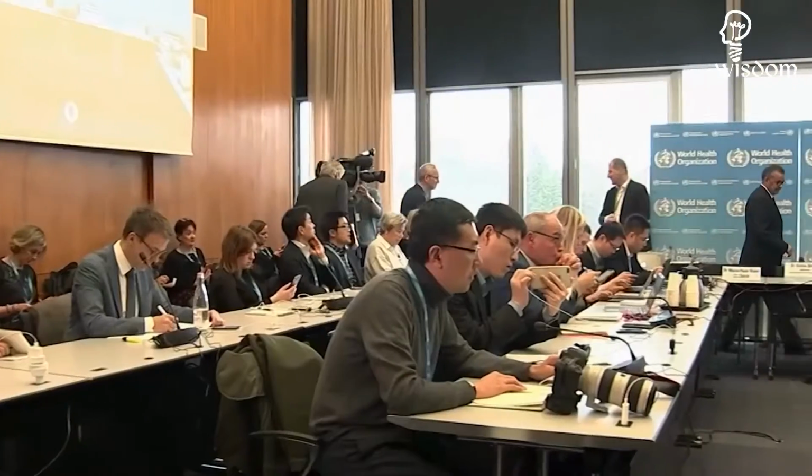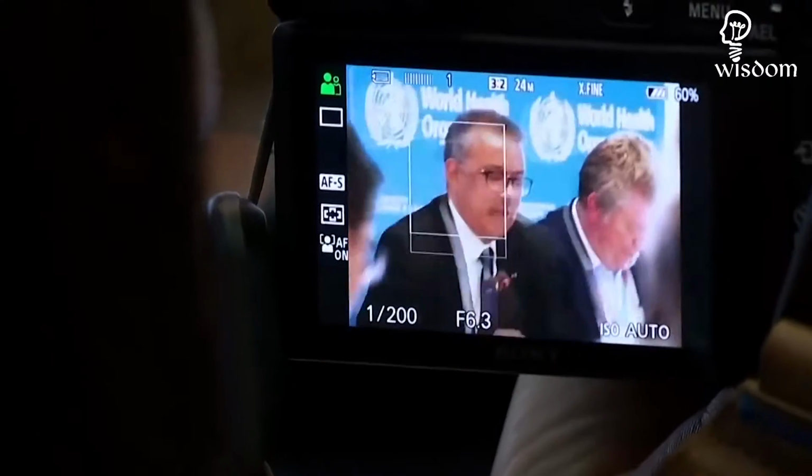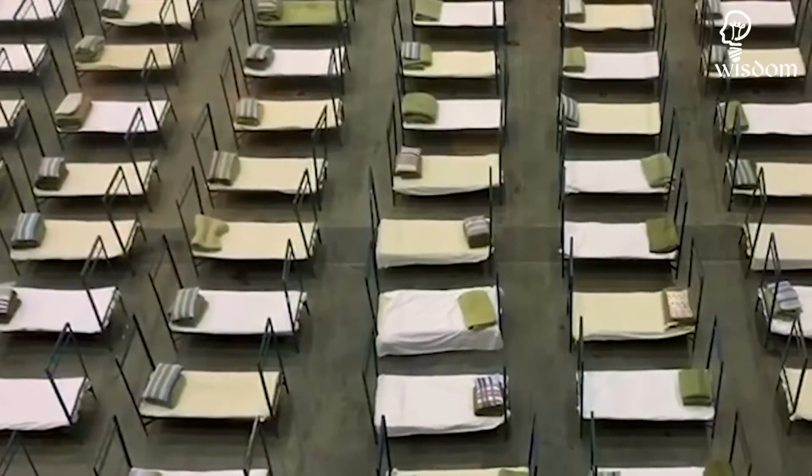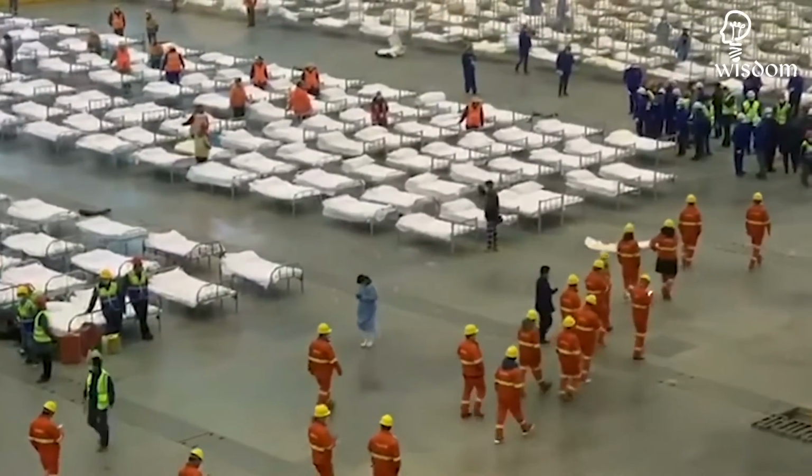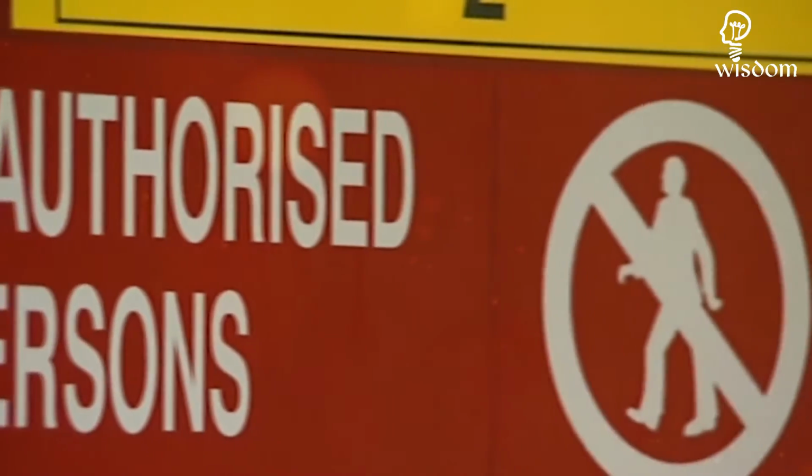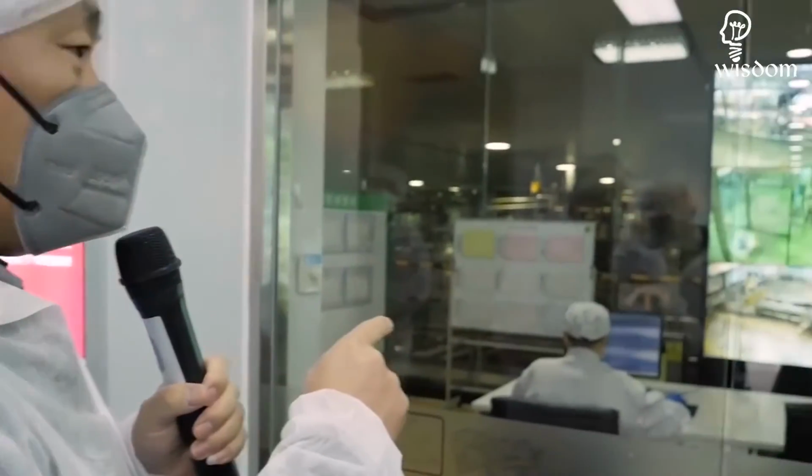The World Health Organization announced in early March 2020 that the virus was now at a pandemic stage around the globe. But what exactly does that mean? How is a pandemic different from an outbreak or an epidemic?